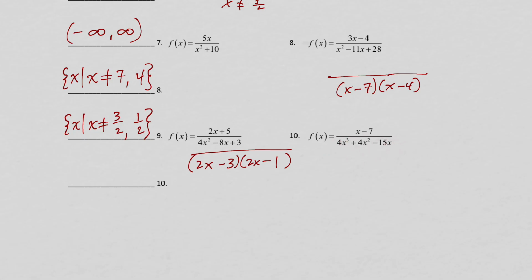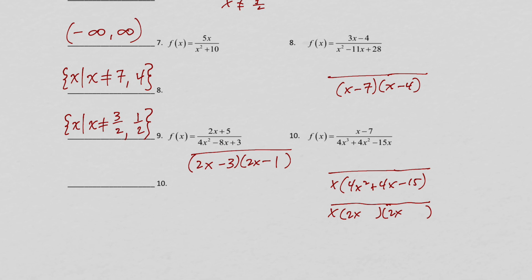I need to factor this. First thing I'm going to do is take out a GCF. So I only care about the denominator. So I have 4x squared plus 4x minus 15. Now, I don't know for sure what I have, but I'm going to try 2 and 2. And I might have to go back and change it to 4 and 1. But I'm going to try, instead of 1 and 15, I'm going to try 5 and 3. So let's see. I'll do a positive 5 and a negative 3.